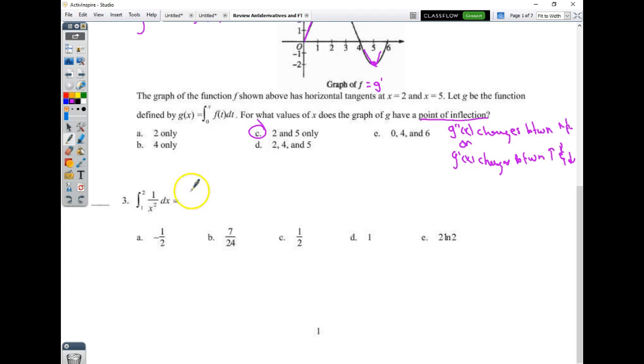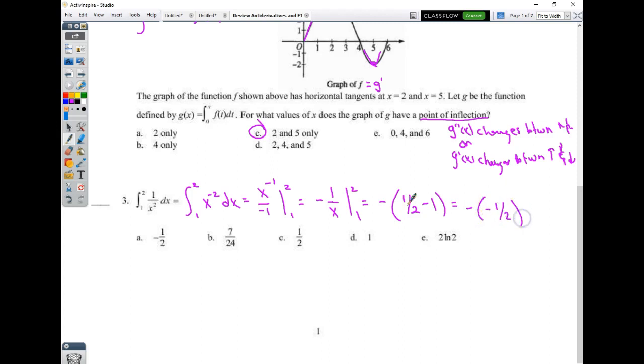What we need to do is rewrite this problem and realize that this is x to the negative 2 dx. This follows the simple power rule of x to the negative 1 over negative 1, evaluated from 1 to 2, or put a slightly different way, negative 1 over x evaluated from 1 to 2. I'm going to pull out the negative here, call this 1/2 minus 1. 1/2 minus 1 is negative 1/2, so I get a double negative there, giving me a final answer of C, 1/2.